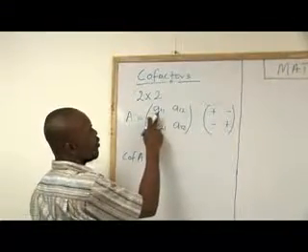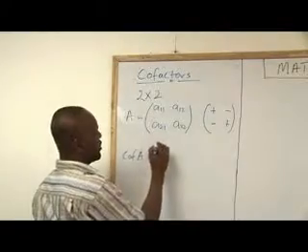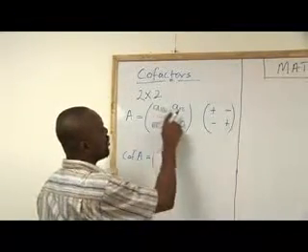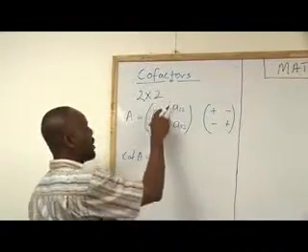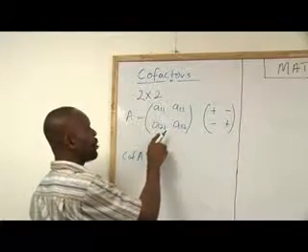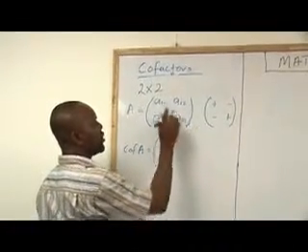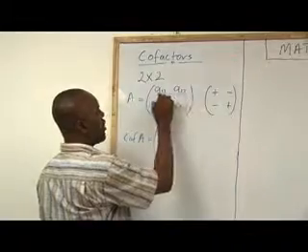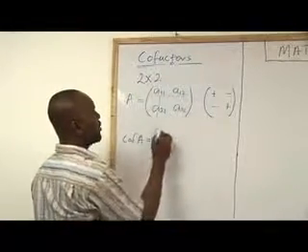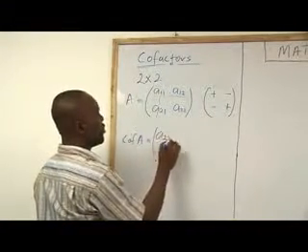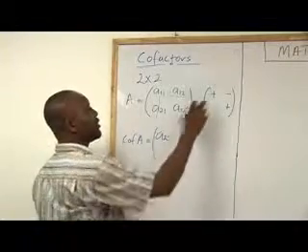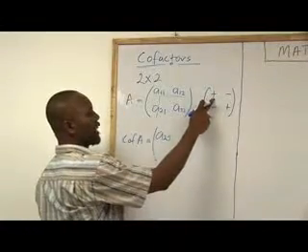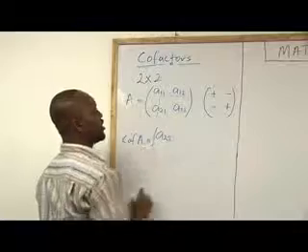For element A11, what's the minor for this? I'll rule out the row that contains A11 and rule out the column that contains A11. And I'm left with A22. That is, I strike this out and strike this out. I have A22. But not just that, we consider the sign also. The sign there is positive, so we just leave it as it is.